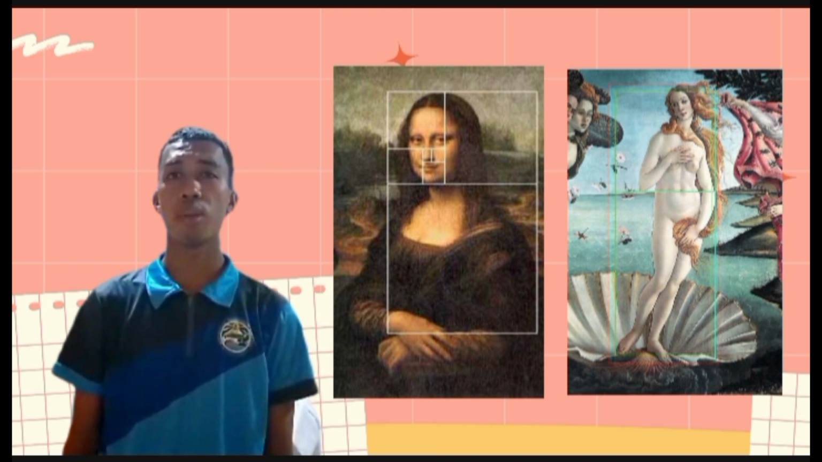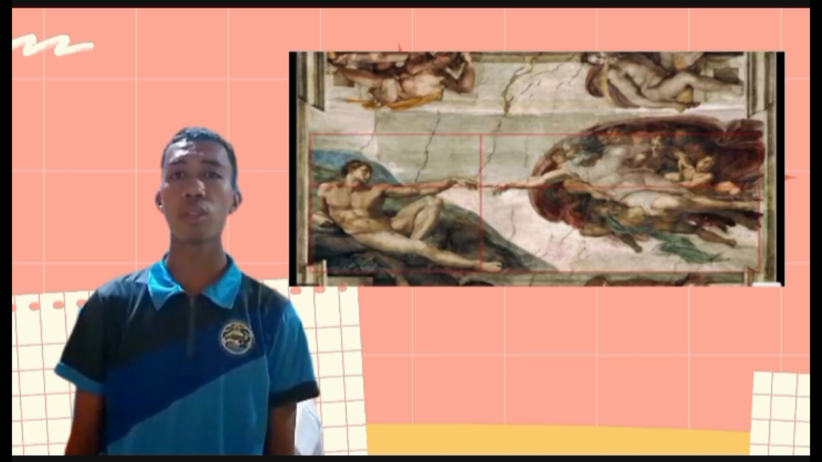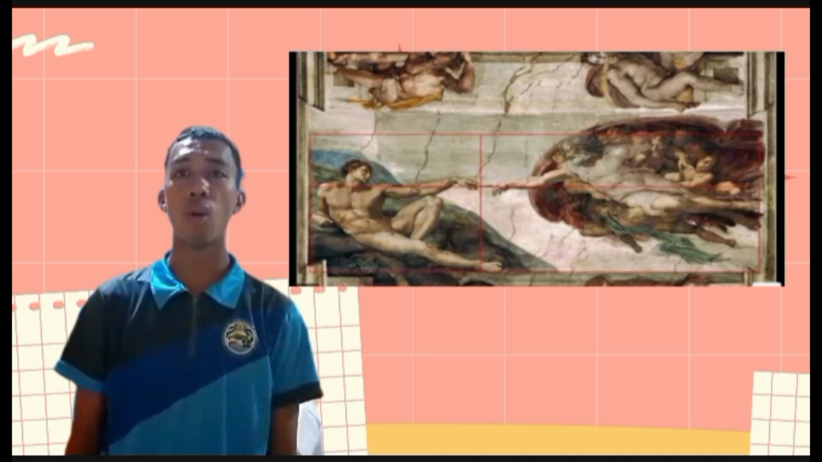Look at this image. In the image, we can see that the proportions of the figures and the placement of key elements are often aligned with this ratio.